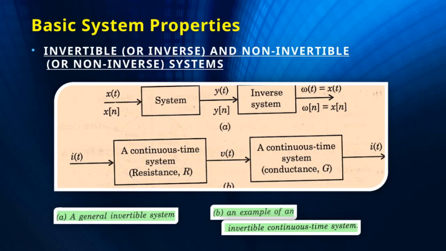Let's talk about invertible, or sometimes called inverse, systems versus non-invertible, or non-inverse systems. These are fundamental concepts in system theory. When we say a system is invertible, it means that for every output, there's a unique input that produced it. In other words, we can reverse the process, going from output back to input without any ambiguity. This property is crucial when we want to recover original signals or data after processing.